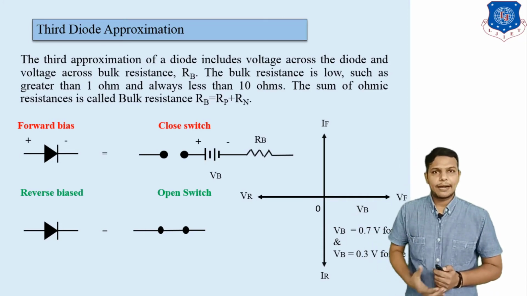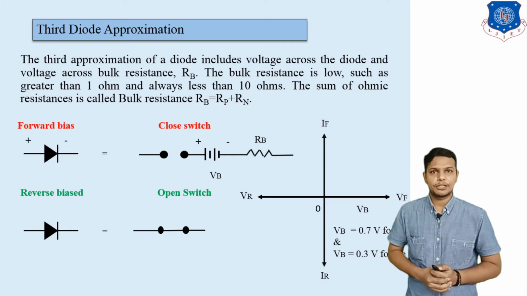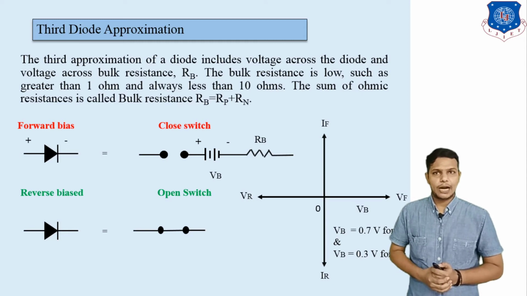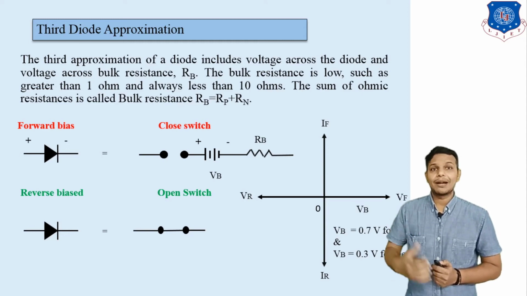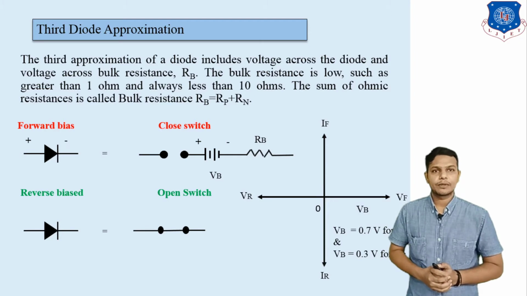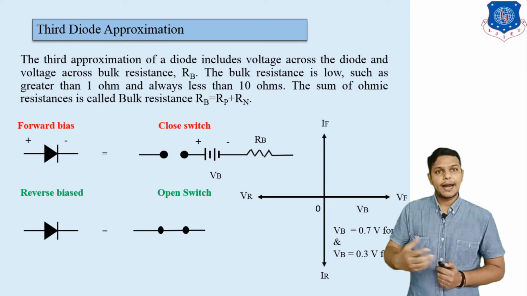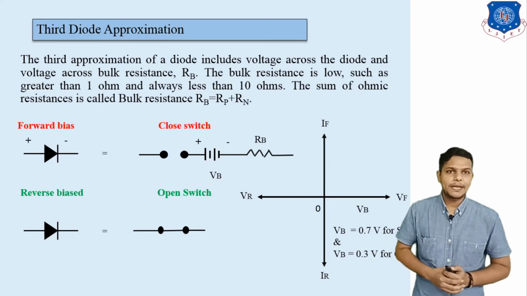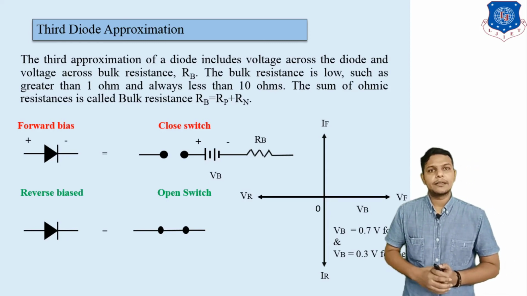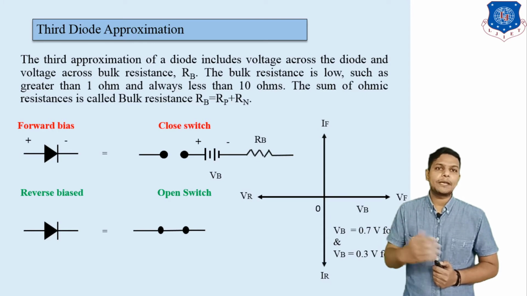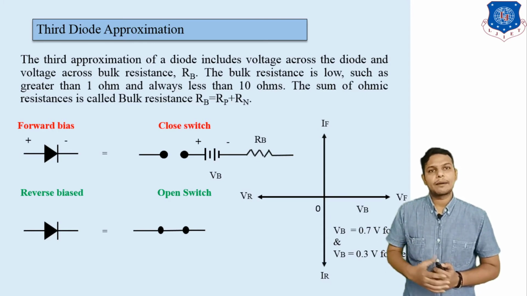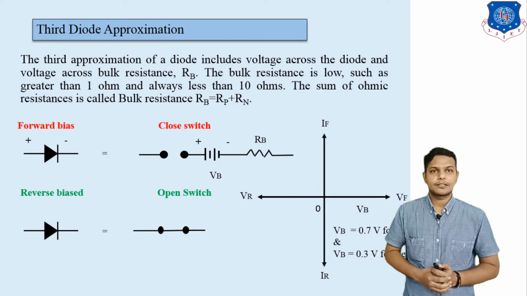So this is the advanced analysis, the third diode approximation. In this diode approximation, we include the voltage across the diode along with bulk resistance, which is known as RB. In bulk resistance, we can consider RP and RN. Now, what are RP and RN? RP is the P-type region's resistance and RN is the N-type region's resistance. The combination of RP and RN becomes RB, which is known as bulk resistance.